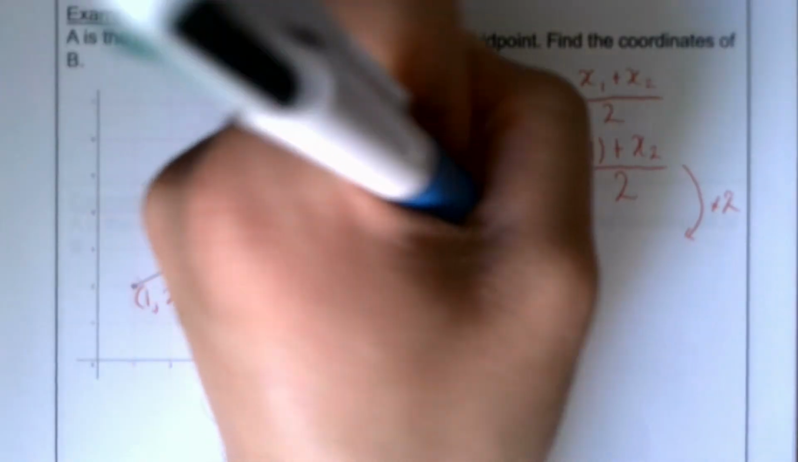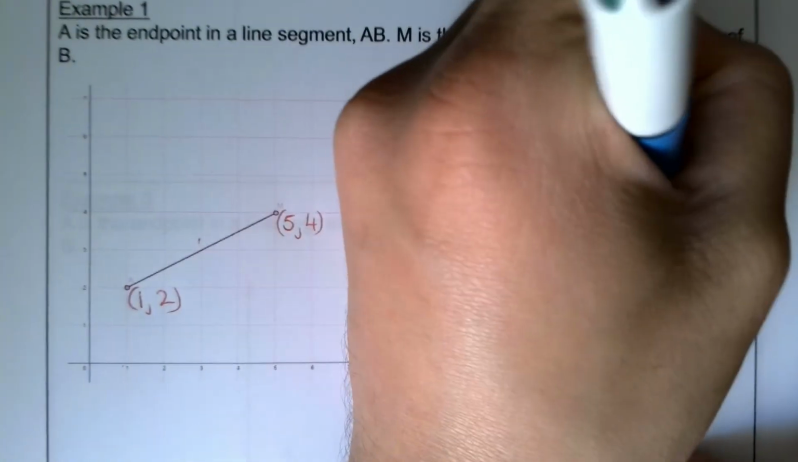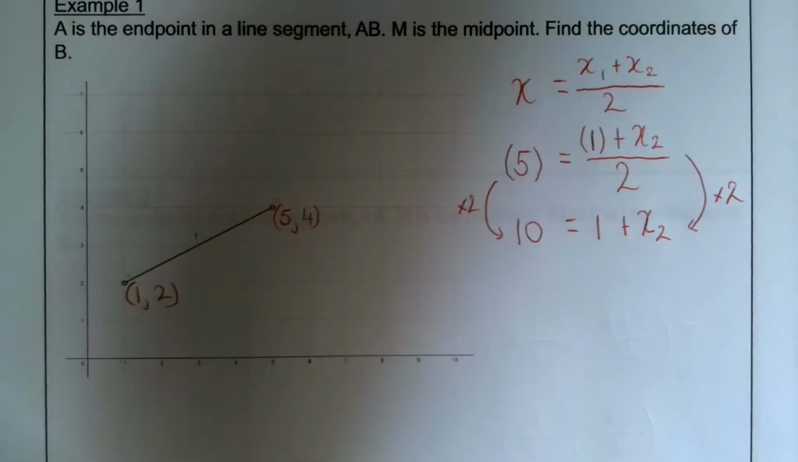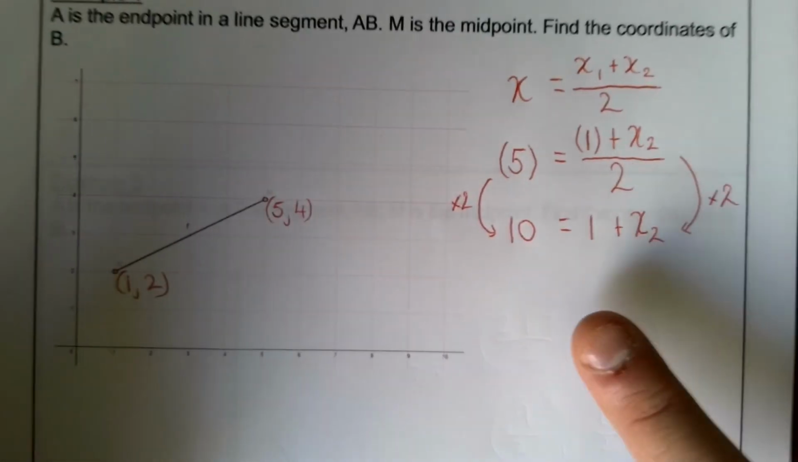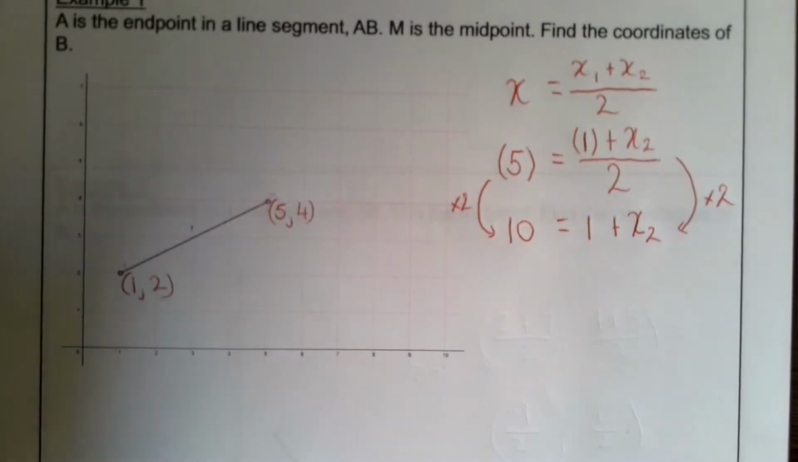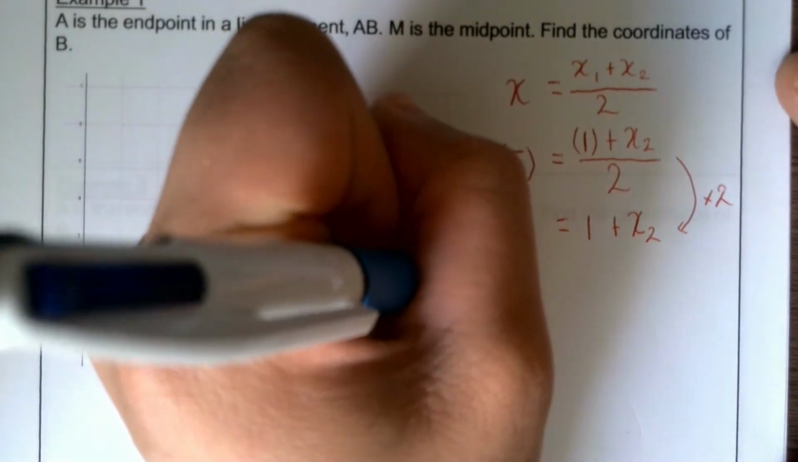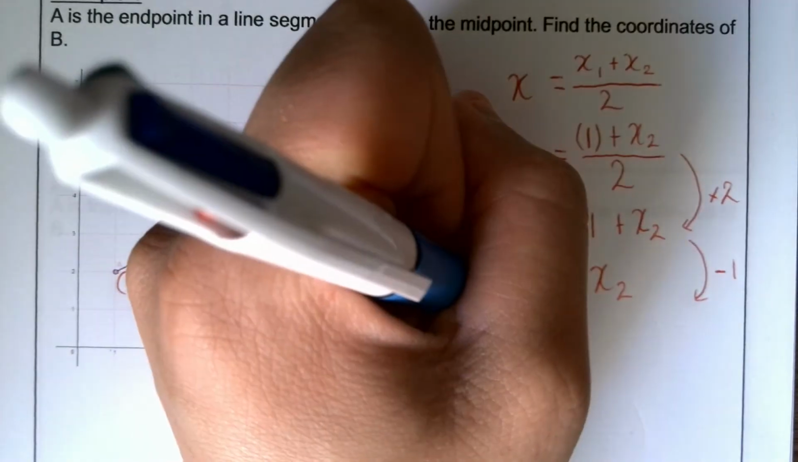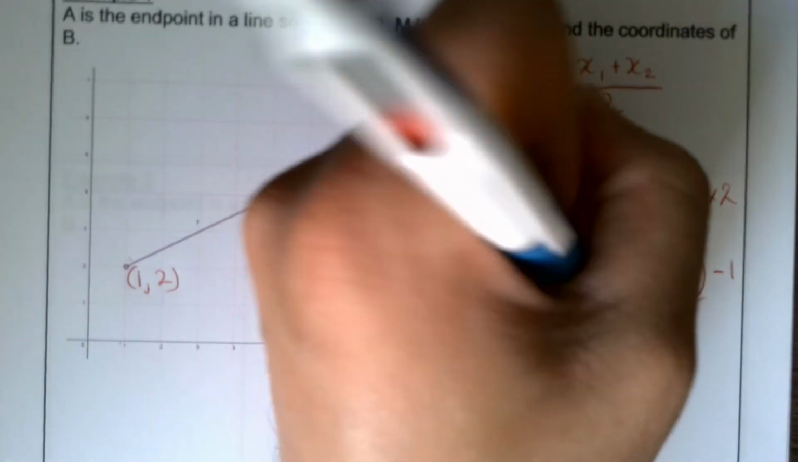So I get 10 equals 1 plus x2. Now some people can find it a bit tricky to see what the next step is. If you rewrite that as x2 plus 1, it makes it a bit more clear. We're just going to get rid of that 1 there by subtracting 1. So that becomes 9 equals x2, or x2 equals 9.